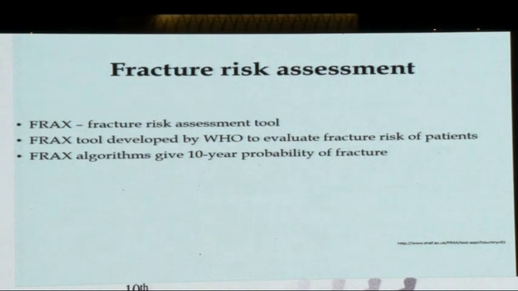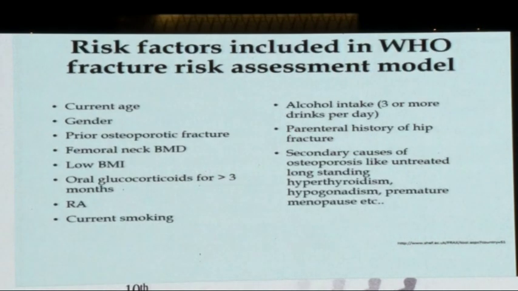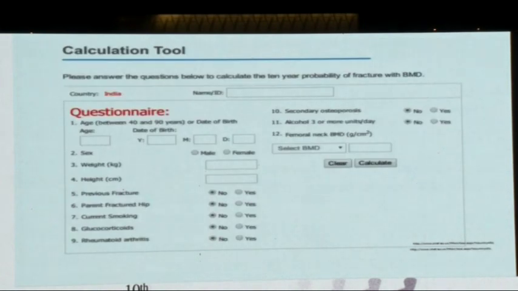Well, all of us are aware by treating patients of osteoporosis, even in other patients, that there is a FRAX tool developed by WHO to evaluate fracture risk of patients. And the FRAX algorithm gives a 10-year probability of a fracture. All these risk factors are included in this risk assessment, and this is the questionnaire, and this is how we know the percentage of probability of getting a fracture.